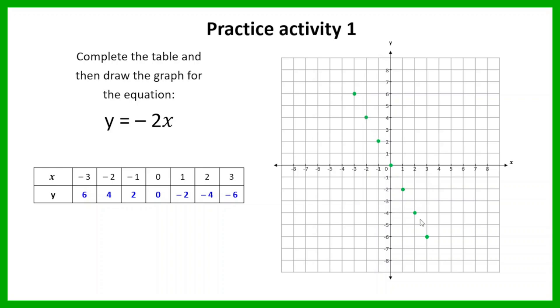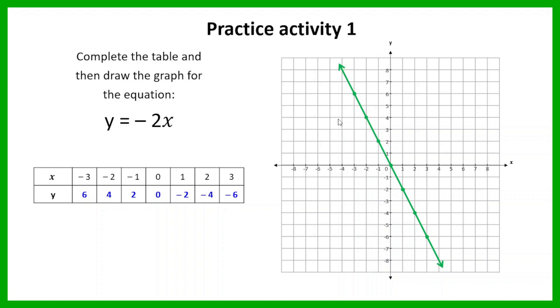So now we've plotted all the points that we have from our table over here. The next thing we need to do is join this up. You can see if you look at it that it is a straight line. So when I join it up, I'm going to get a straight line like this with arrows on the two ends, because remember, your x values and your y values can continue going forever in both positive and negative directions.